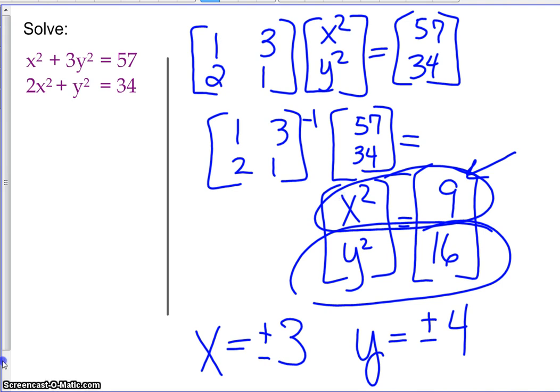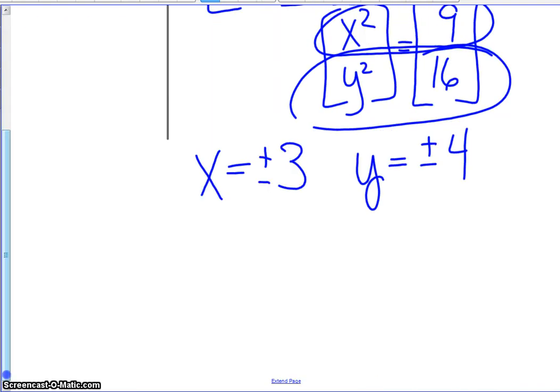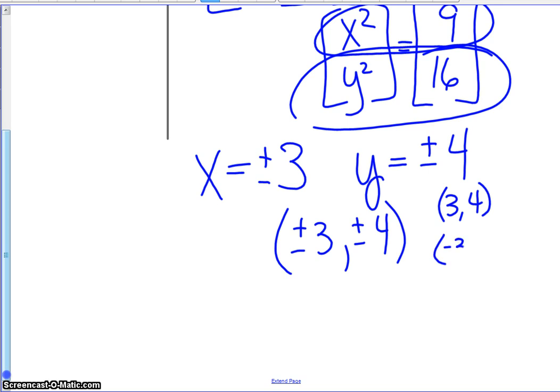The most common, most popular way that we show this is just like this: plus or minus 3, comma, plus or minus 4. If we showed all the different combinations, you'd actually have to say it could be 3, 4. It could be negative 3, positive 4. It could be negative 3, negative 4. And the last option is positive 3, negative 4. So you're really showing 4 possible answers there.